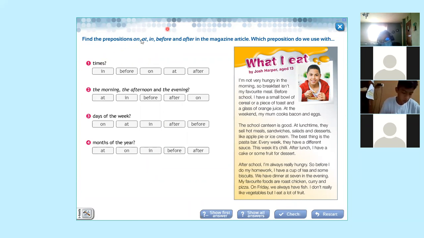Find the preposition and add in, before and after in the magazine article. Which prepositions do we use? On, at, in, before, after. When we talk about times, Joseph, which is the preposition that we frequently use? Select, Joseph. Before.